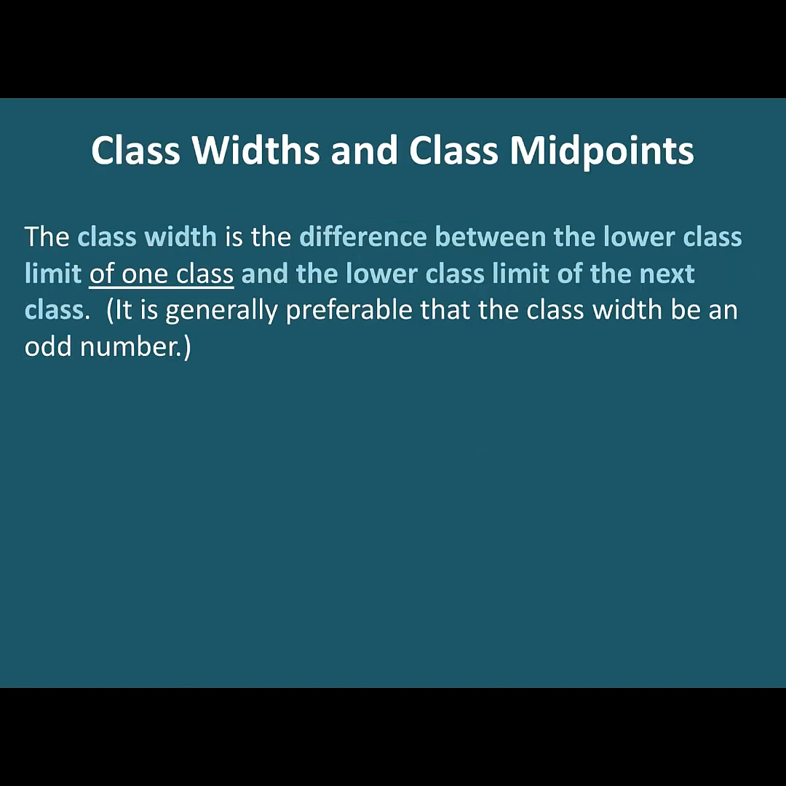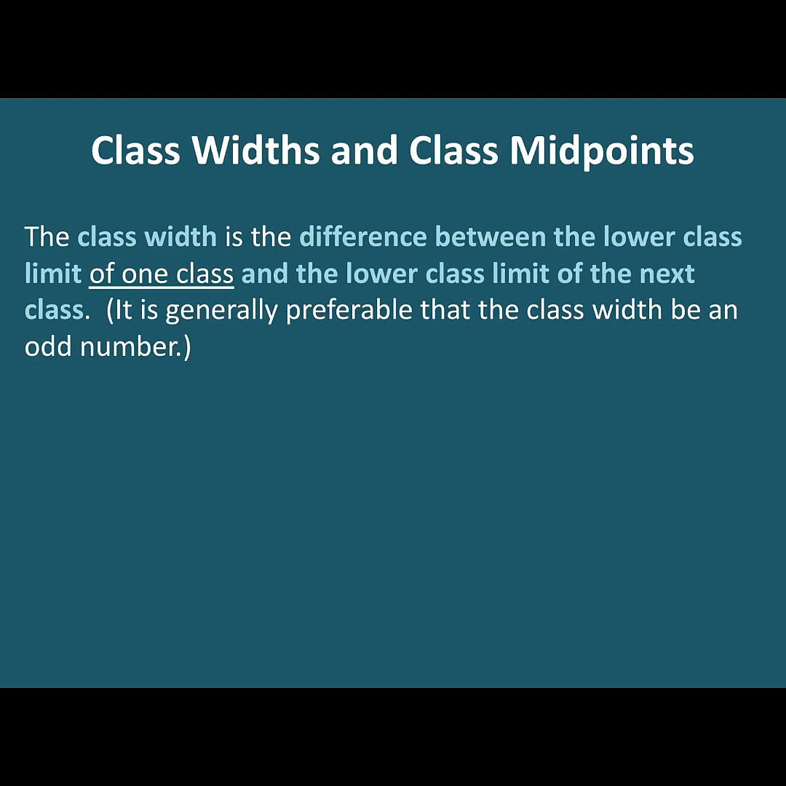Class widths and class midpoints. Now we have some experience with class widths already in this lesson, so let me go ahead and take it a bit further. A class width is the difference between the lower class limit of one class and the lower class limit of the next class. In the previous example, our class width was 12, meaning our first class went from 30 up to 42, and you'll notice that we cut it off at 41. But the class width remained the same, from 30 to 42.